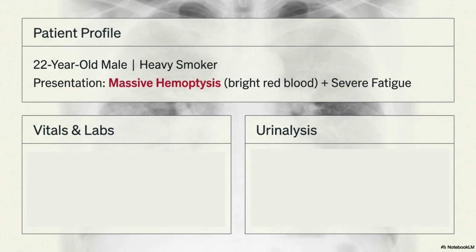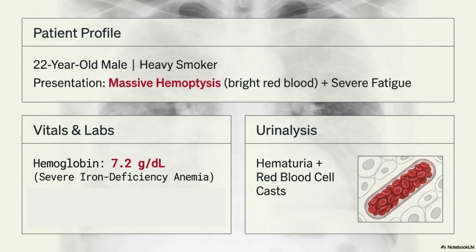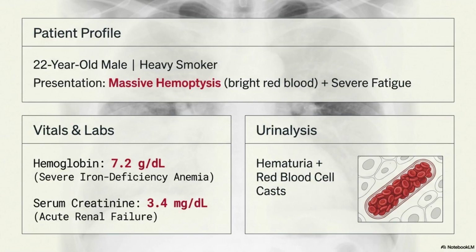Let's look at his vitals and labs. His hemoglobin has plummeted to 7.2 grams per deciliter, indicating severe iron deficiency anemia. His urinalysis shows hematuria along with RBC casts. Finally, his serum creatinine has spiked at 3.4 mg per deciliter, pointing to acute renal failure.